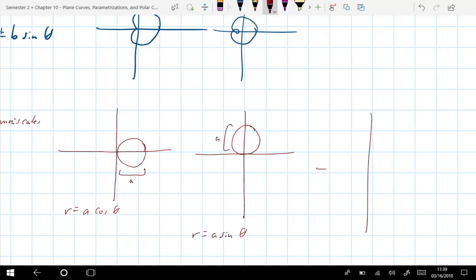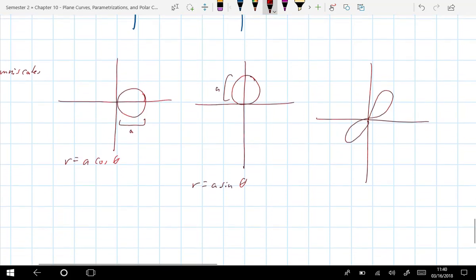And then you have these that are like little infinity symbols. And that comes from r squared equals a squared sine of n times theta. So you can have cosine ones too. You don't have to memorize what these look like, but I want you to be aware of the general shapes you get and have a guide for that.